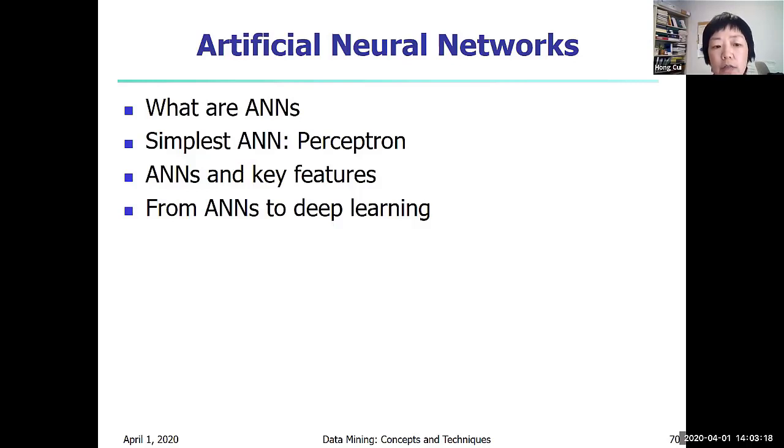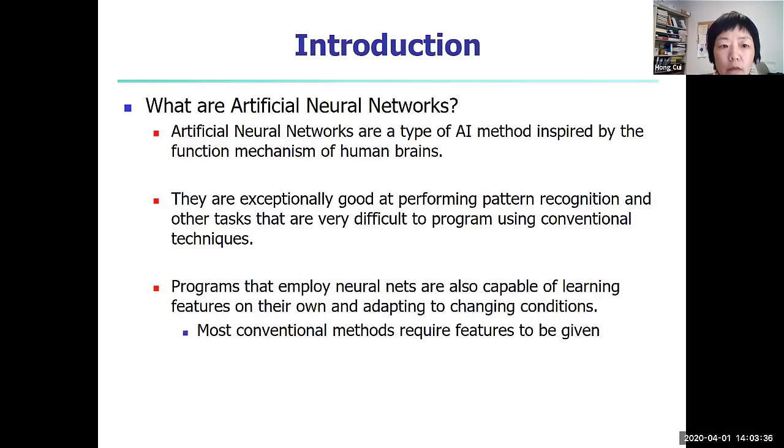As we mentioned earlier, before deep learning, naive Bayesian and support vector machines have all been shown to beat artificial neural networks in various classification tasks. Okay, so what are artificial neural networks? It's a type of artificial intelligence method inspired by the functional mechanisms of the human brain. I think we all get that idea already through the news.